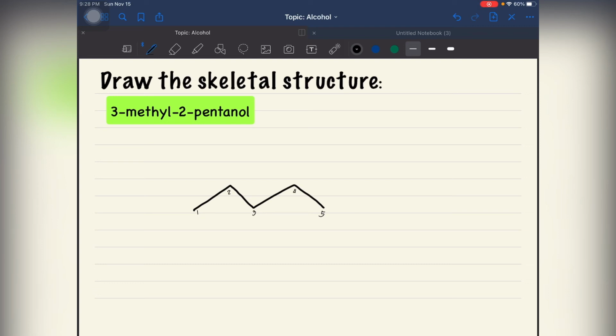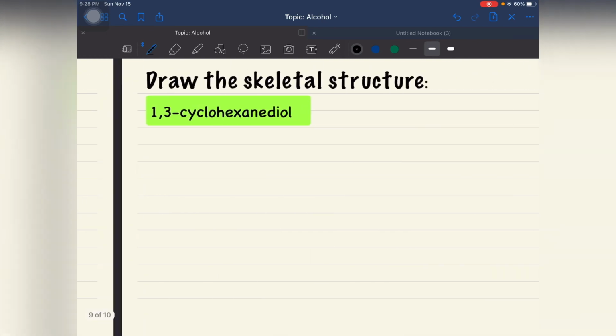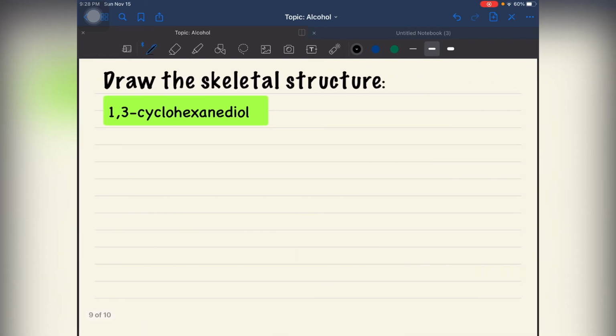Okay, so let's continue. According to this given, the functional group is located in carbon number 2. So, andito si OH. The next is in carbon number 3, andun yung methyl. So, that's 3-methyl-2-pentanol.